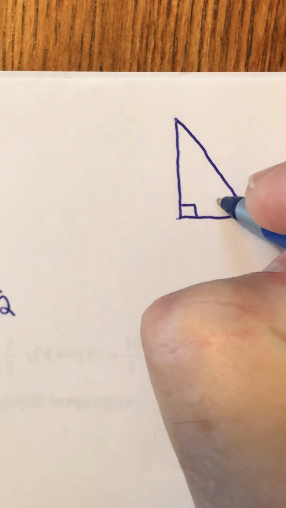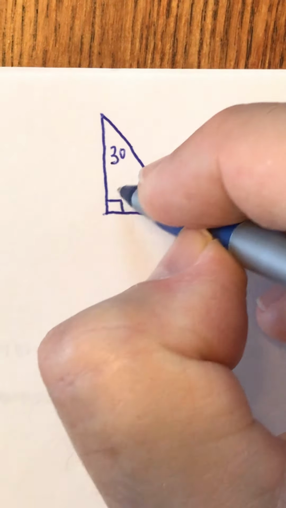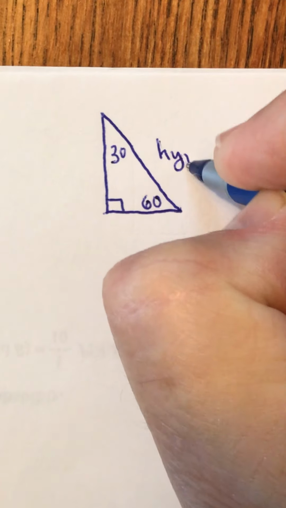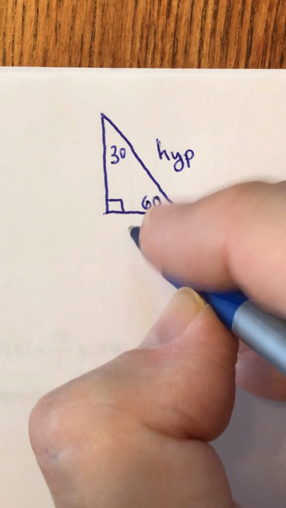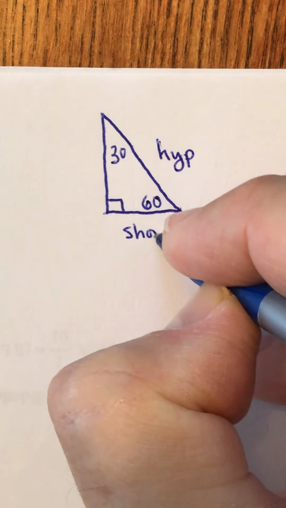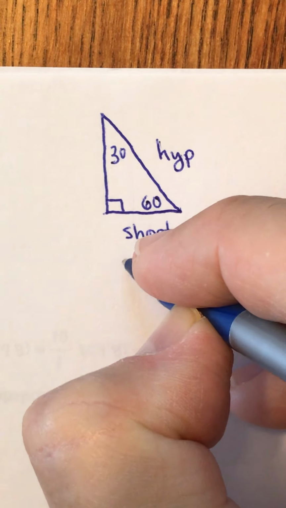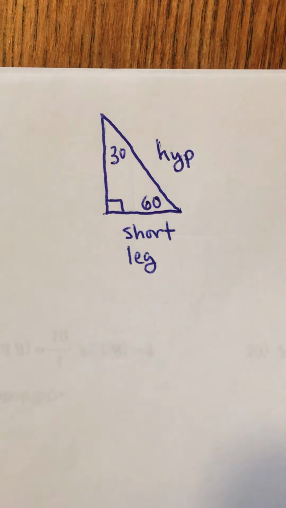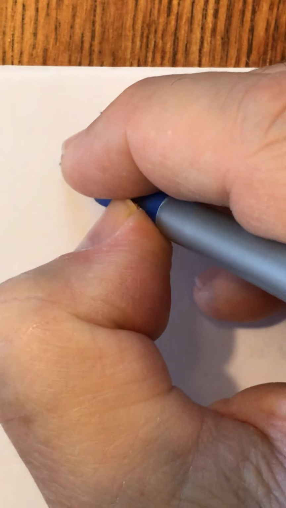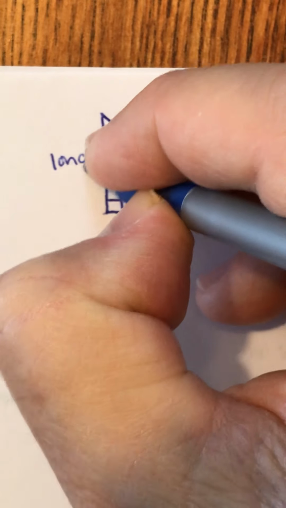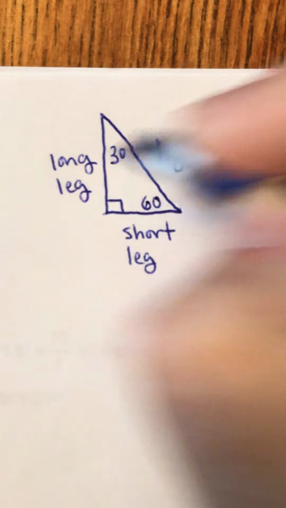And then the second special right triangle is the 30, 60, 90 right triangle. And I'm going to label, of course, across from the right angle my hypotenuse, and across from the 30 degree, I'm going to call that my short leg, or short side, doesn't matter. And across from the 60, I'll call that my long leg, or long side.